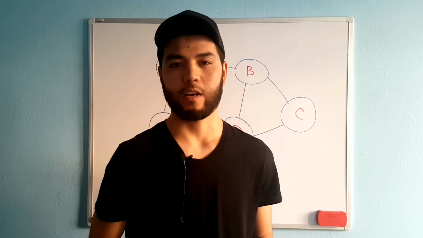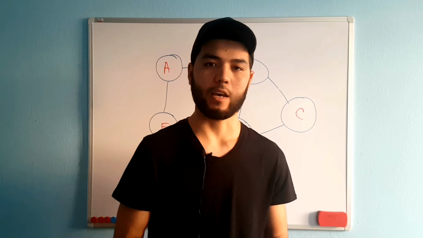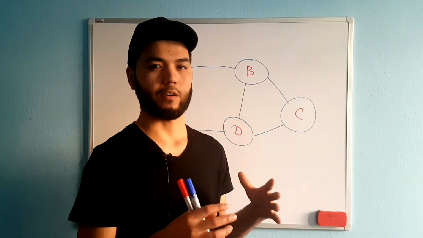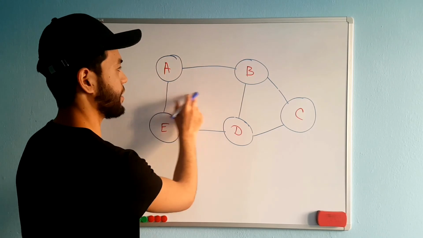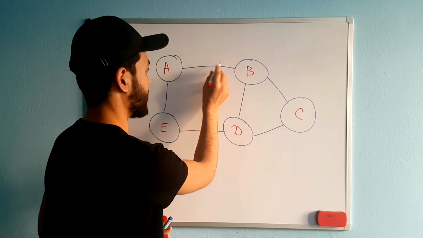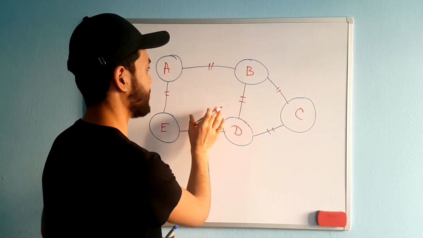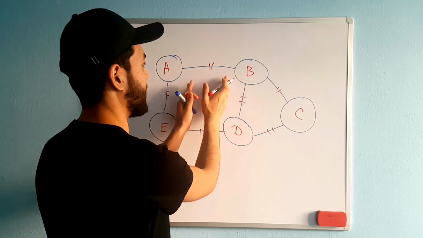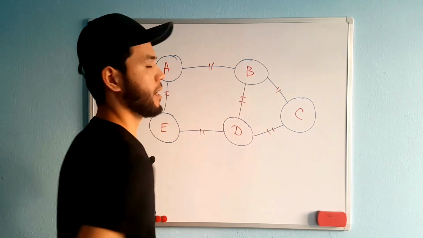Okay, what is the graph? A graph is a nonlinear data structure. It contains nodes and edges. A node is also called a vertex. These are nodes, and this is an edge, the line that connects nodes in the graph.